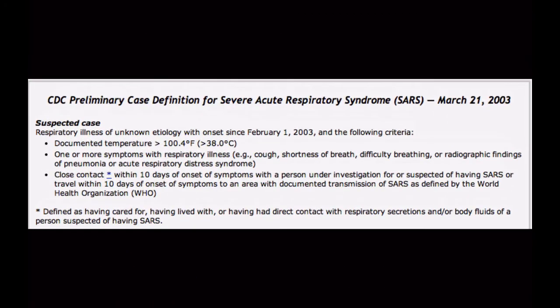For example, during the SARS outbreak, it was important that the CDC determined what a suspected case of SARS was, so that everyone was reporting cases of suspected SARS. Here we can see that there was a set of very specific criteria for whether or not someone was suspected to have SARS. For example, they needed to have a temperature greater than 100.4 degrees Fahrenheit, one or more symptoms of respiratory illness, cough, shortness of breath, difficulty breathing, or radiographic findings of pneumonia or acute respiratory distress syndrome. And then they had to be in close contact with someone who was under investigation for having SARS.